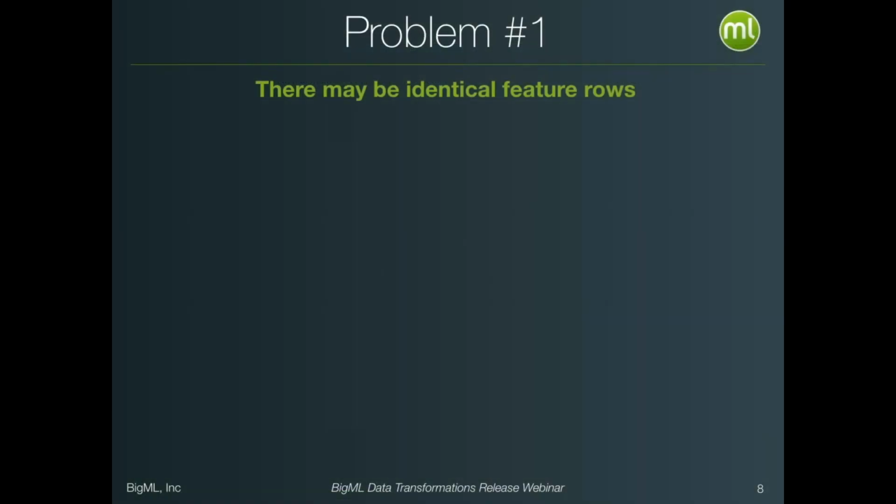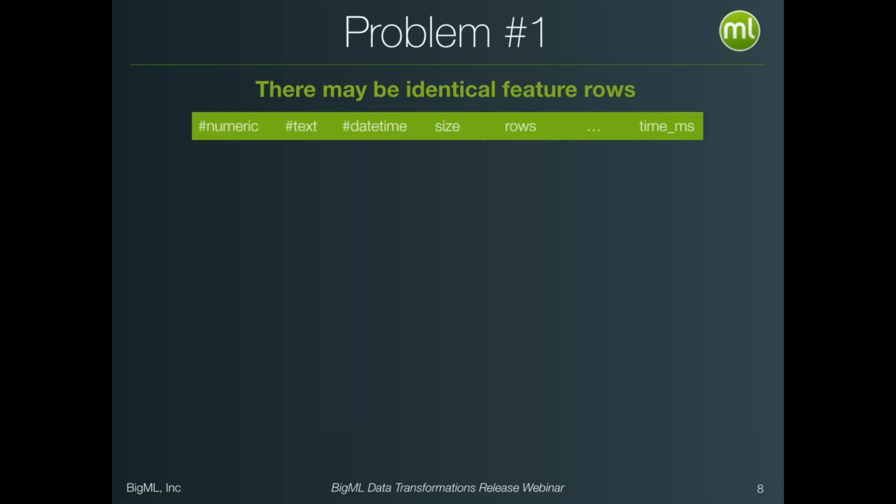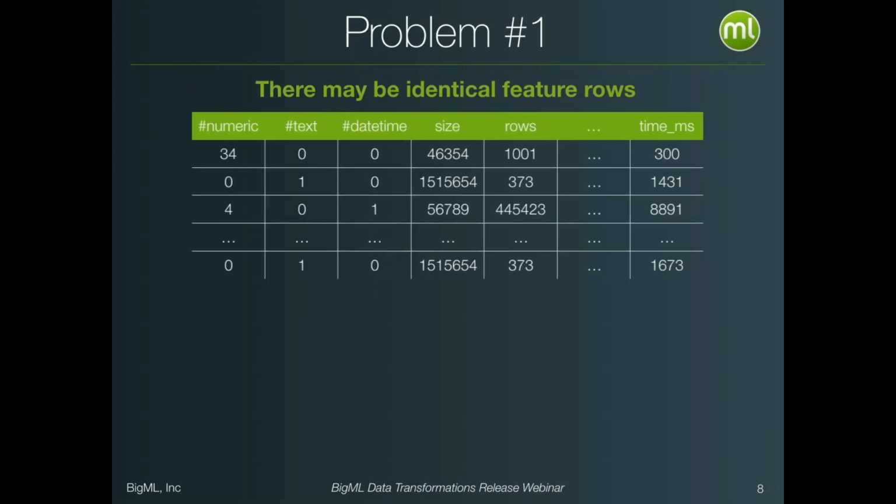So problem number one. I could take that data set we just had and I could go ahead and build a model right now, and we could just predict the status elapsed time, which is the last field in that data set, how long each tree took to build. But the problem we have is that there might be identical feature rows in this data set. What do I mean? Well, here's an imaginary sample of this data, right? So we have a column, the number of numeric fields, the number of text, the number of date times, and the size and the rows.